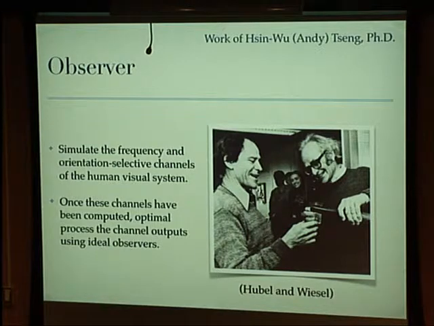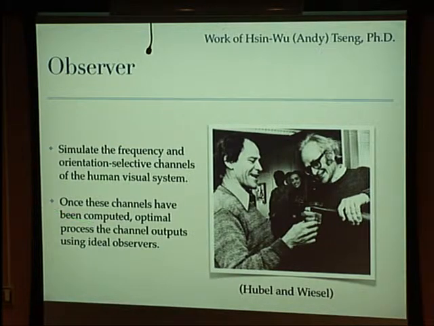Studying mammalian visual systems, we noted that one of the first things that happens in our visual system is that we have these frequency and orientation selective channels. So we are processing image data as it comes in using these channels. We and others have used that to model how humans would perform in these types of signal detection tasks. So we can generate frequency and orientation selective channels and operate on the image with these channels.